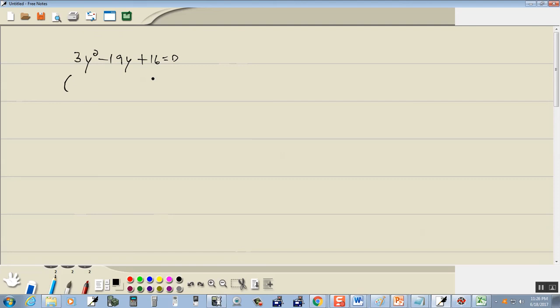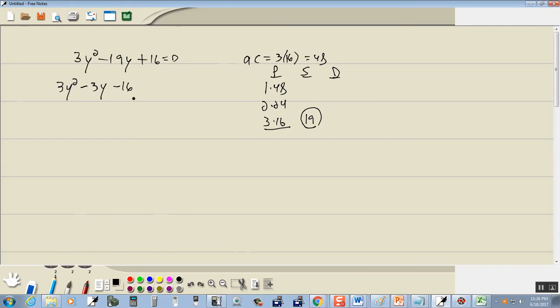I'm drawing a blank. I'm going to use the key number, so I'll take 3 times 16, which gives us 48. Diagonal products give us 48. We got 1 times 48, 2 times 24, 3 times 16, and there's our 19. So we'll be using 3 and 16. We'll rewrite our middle term using those two numbers. So I got minus 3y minus 16y plus 16 equals 0.